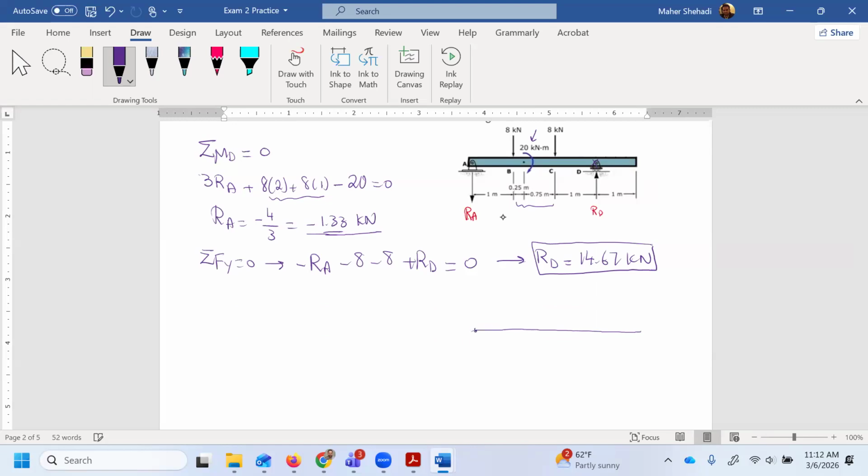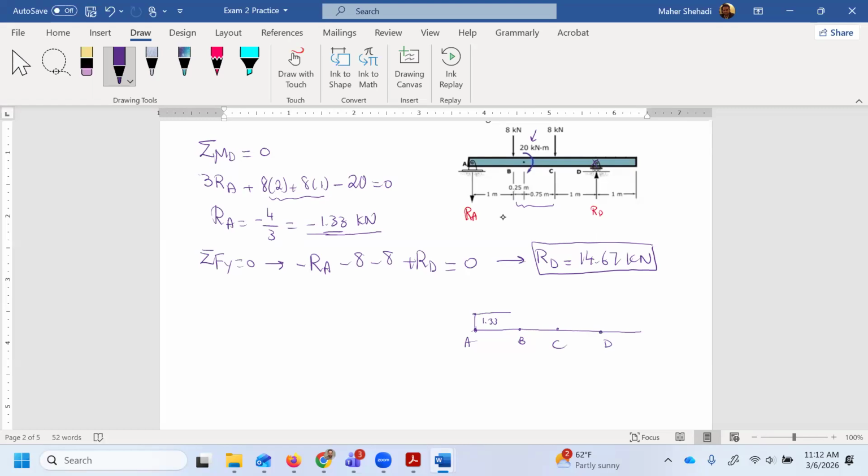I will start here, A, B, C, and D. All right, let's start here at RA. Again, that's the shear diagram, so I only need the forces. The moment shouldn't do anything for us. So RA, it's moving down. So before you start moving down, it's 1.33 in the negative of my assumed direction. So it should be up 1.33.